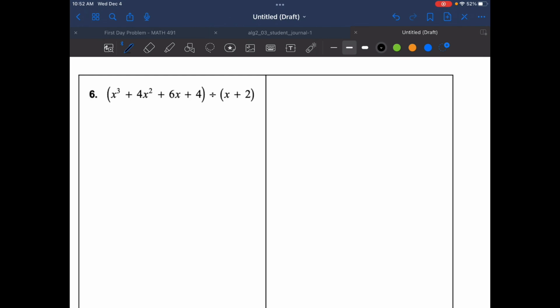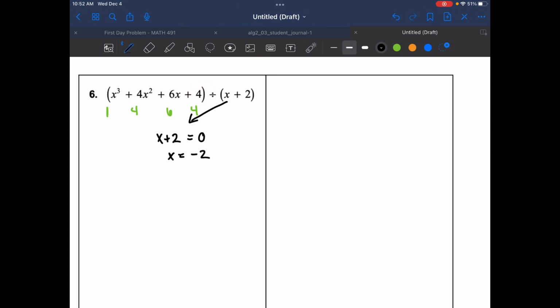So first things first, you're going to take this portion here, and you are going to write this as x plus 2 equals 0, and you're going to solve for x. So you get negative 2. Next thing we're going to do is label our coefficients, because sometimes that helps me a little bit. This is going to be 1, this is going to be 4, this is going to be 6, and this is going to be 4. Okay? So this is a constant term, but I'm going to treat it as a coefficient for now.